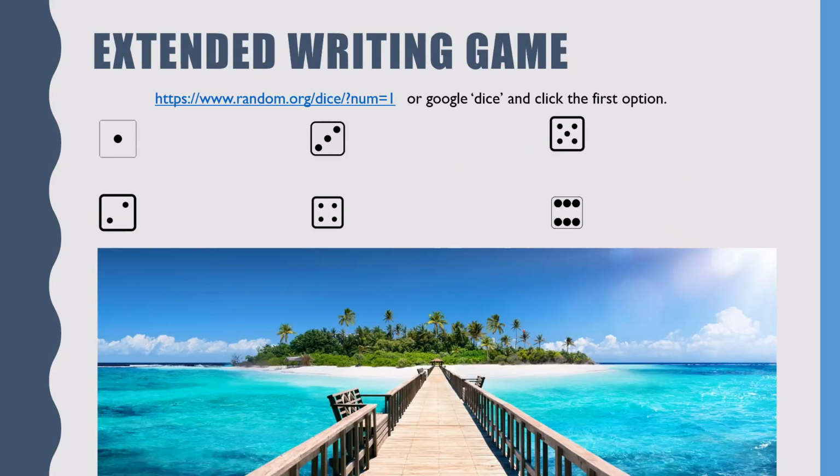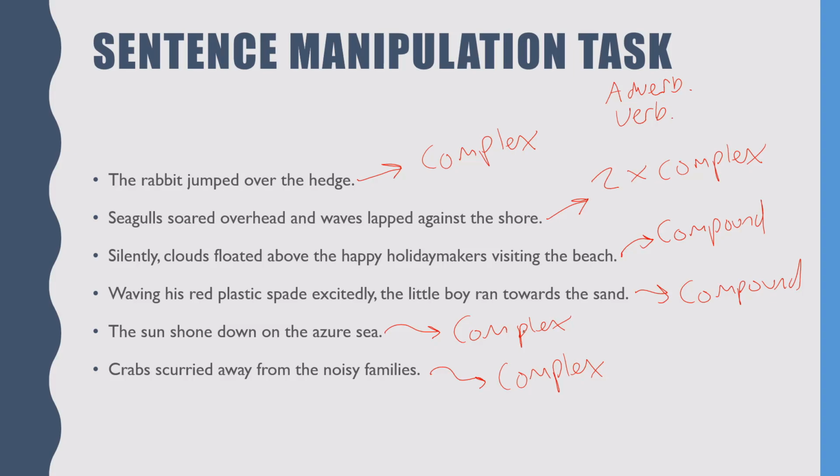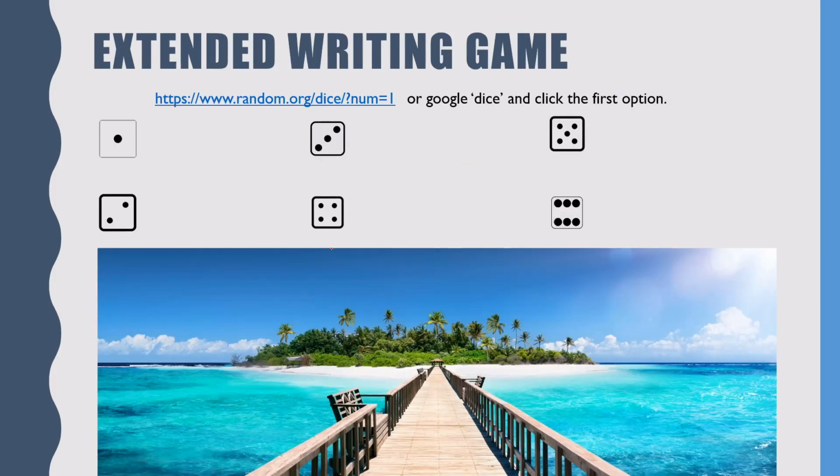Okay, so the final task for today's lesson, where you can put all of this into practice, is a creative writing task. Before you start, you're either going to need an actual dice. If you've got a dice lying around, from a board game at home or something, you can use that. Or if you don't, you can type dice into your search bar, or go to Google, type in dice and then click on the first option.